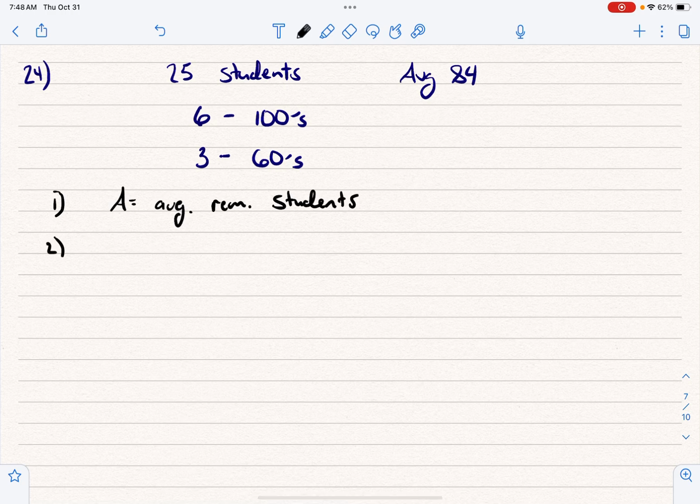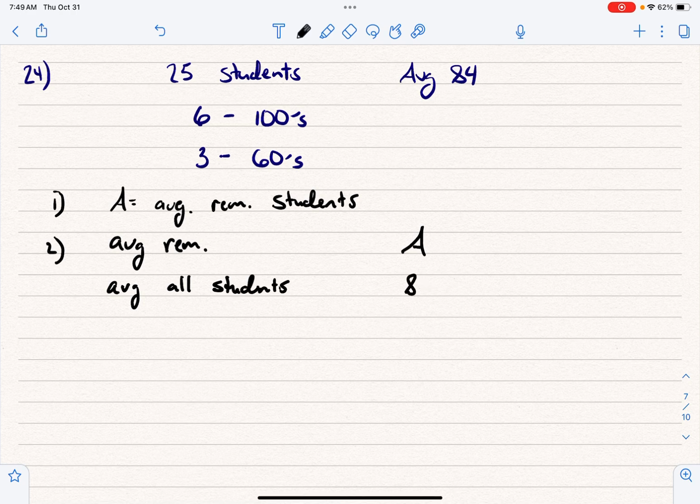Okay, step 2, now I have to translate. Here is the average for the remaining students. We know that that's A. And then the average of all students is 84. And then we know the total students in the situation, and these are all really basic things. The total number of students is 25.